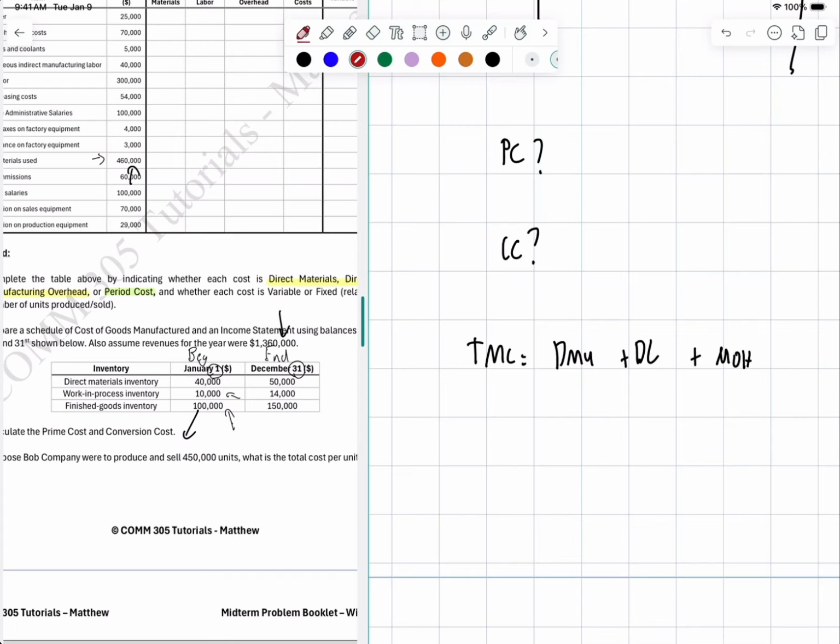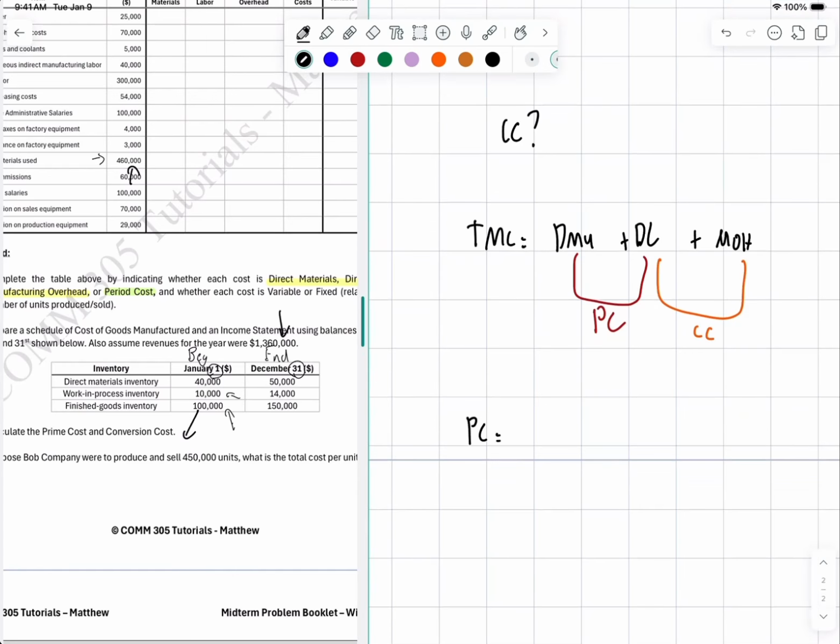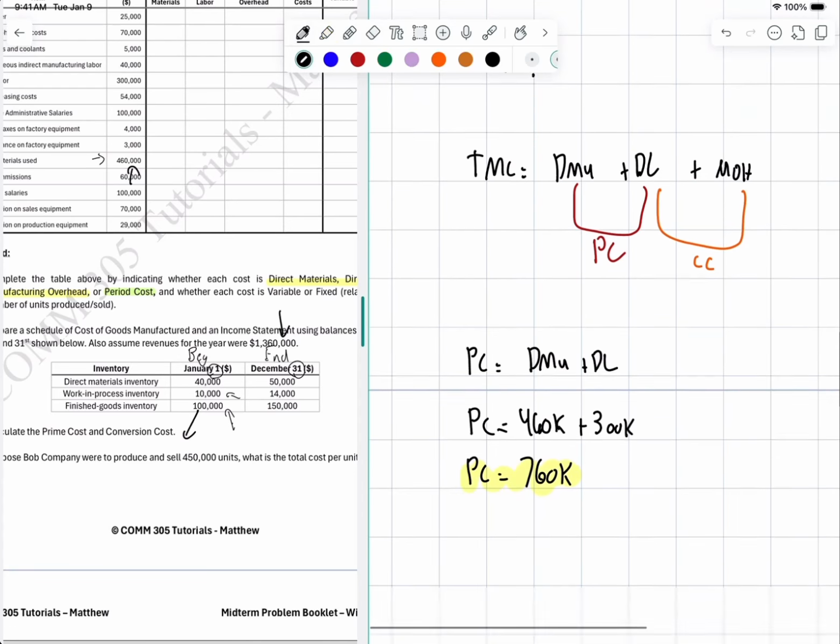Now, what is my trick? Maybe you remember from the theory video. The left-hand side of the equation is prime, and the right-hand side is conversion. So all we have to do is break it up into two. So prime cost equals DMU plus DL. That is going to be 460,000 plus 300,000. Therefore, your prime cost is 760,000. That is your answer. And let's do the same with conversion.